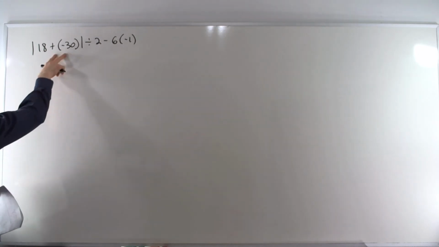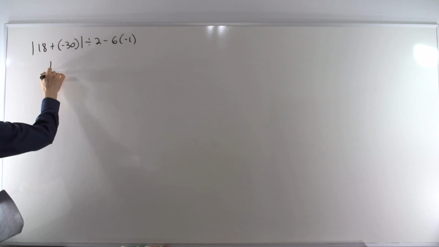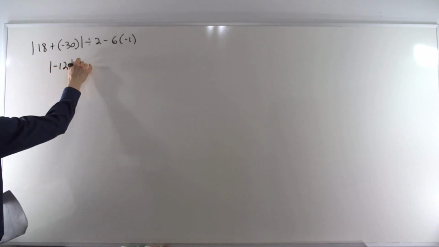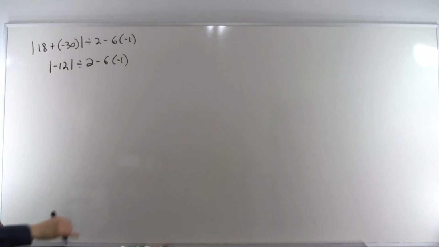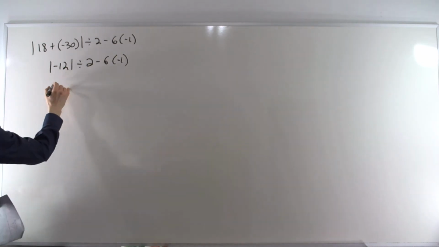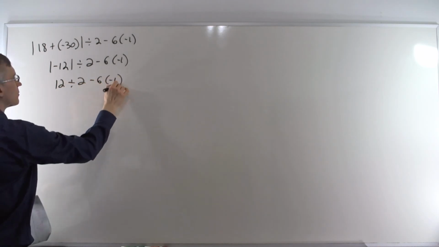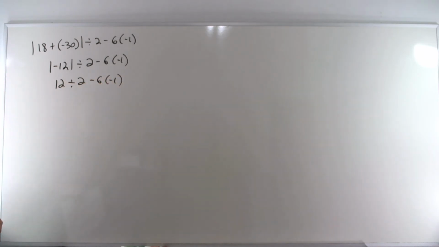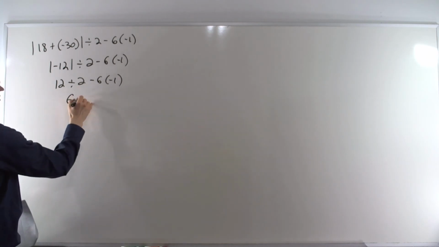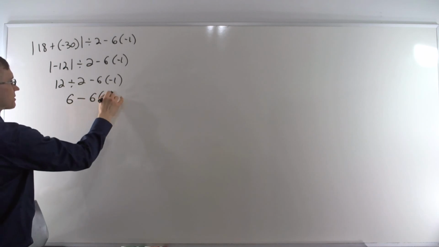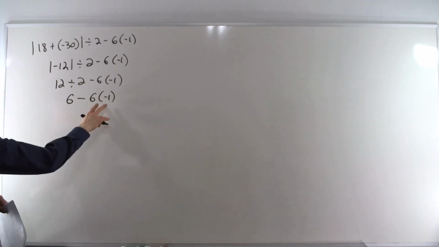So we've got grouping symbols here, so I'm going to start within here. 18 plus -30 is -12. Now we'll continue within the grouping symbol, evaluate this to be +12. Now we've got division, multiplication over here. Start on the left and get 6 here, 6 minus 6 times -1. Now we do this multiplication.